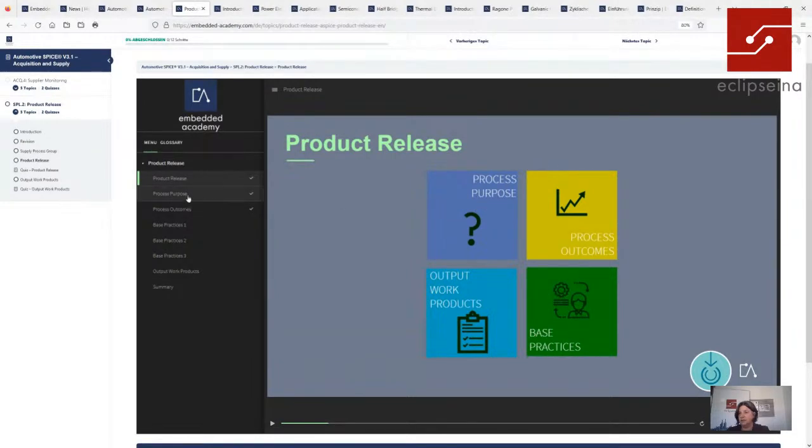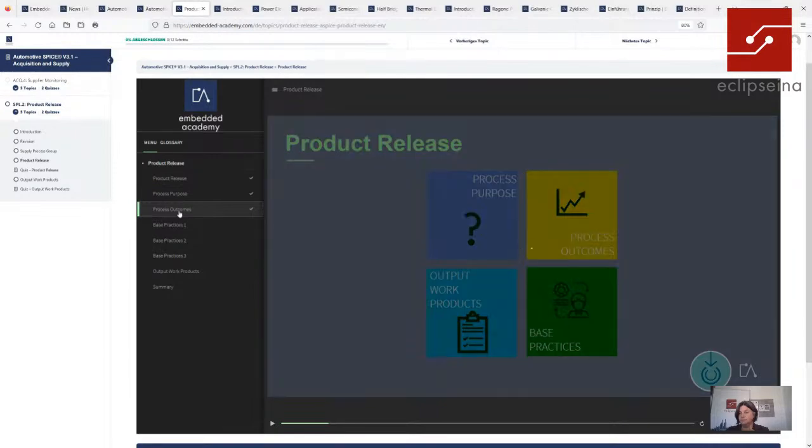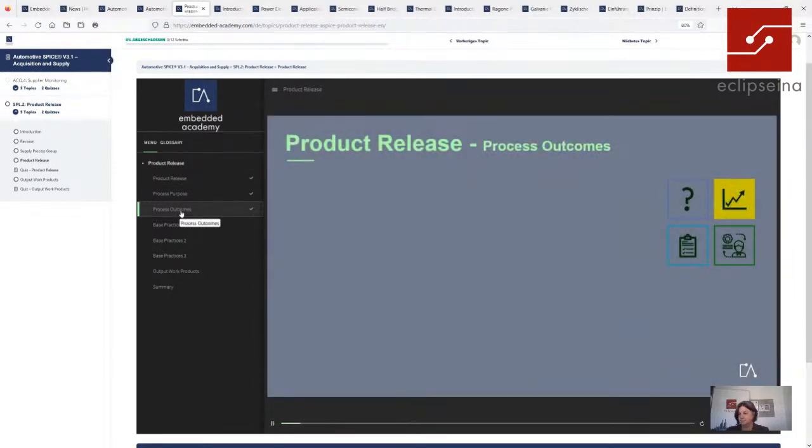If you click on here or scroll down here, you get to the next points. Here is the process purpose, then the process outcomes, then the base practices are here, and the output work products you find here. We just look at some of the topics, not all of them. For example, the process outcomes. Now that we have identified the process purpose of product release, we can look more closely at the intended process outcomes. The process outcomes define the expected result when product release is performed correctly.